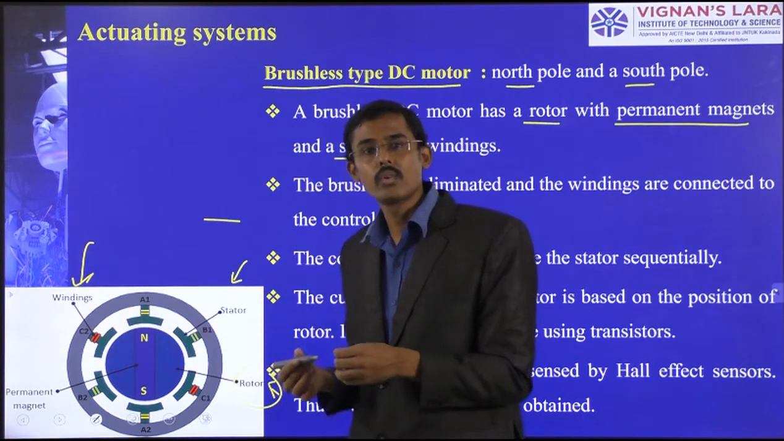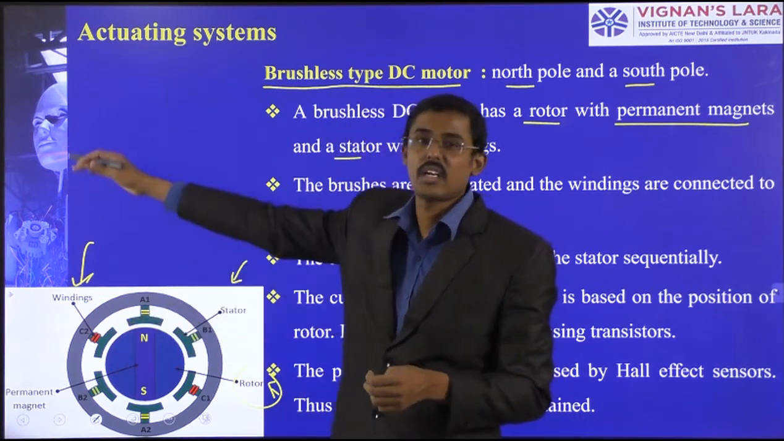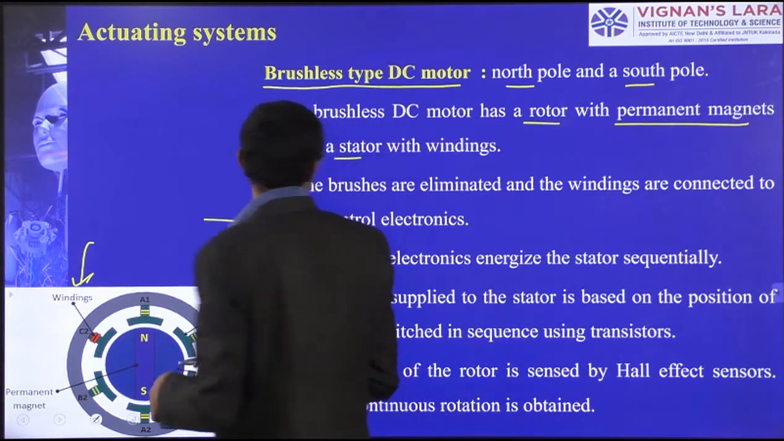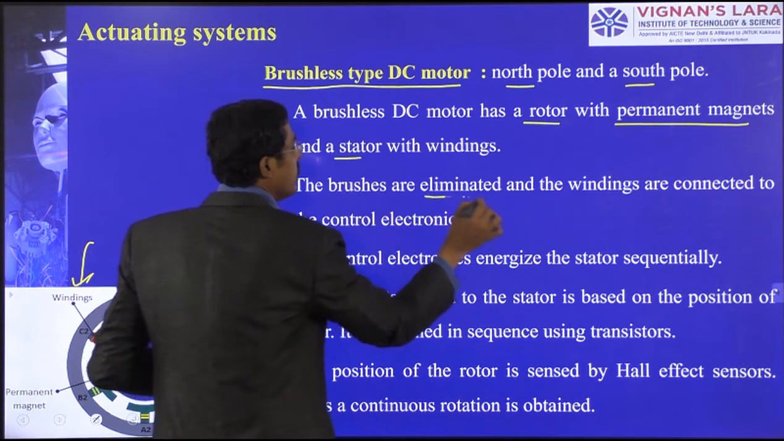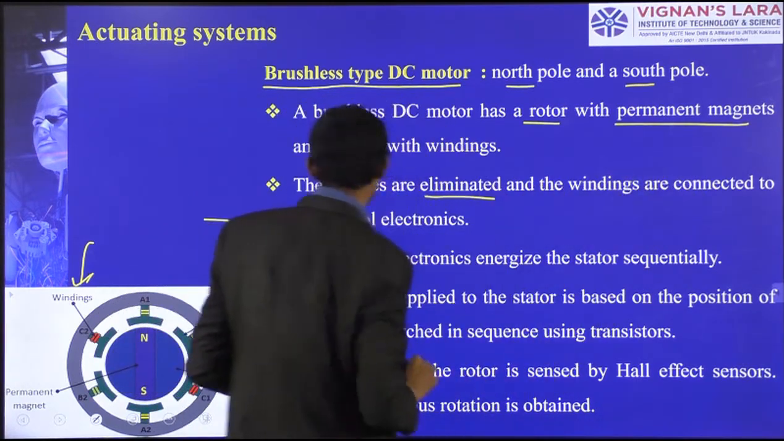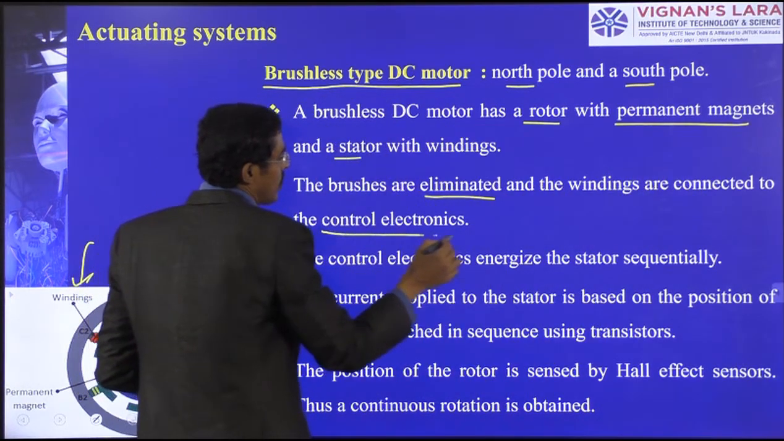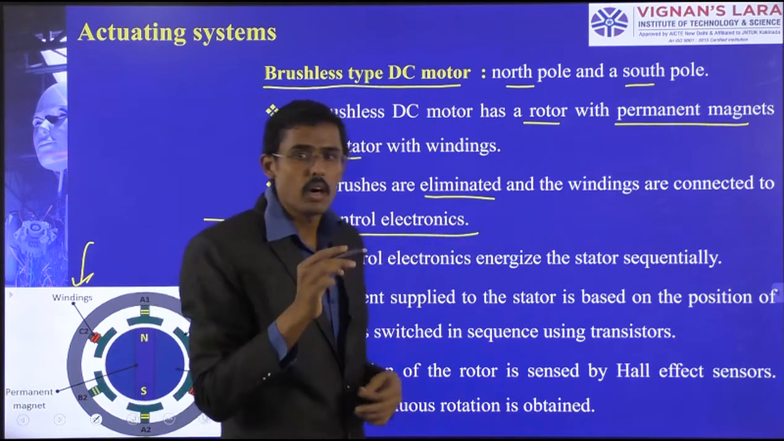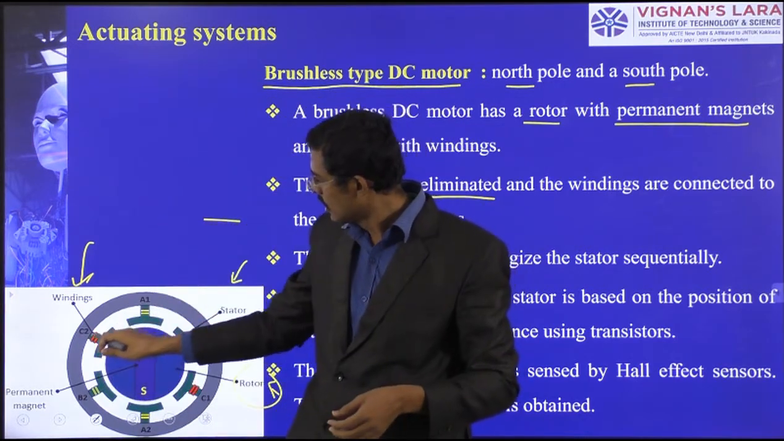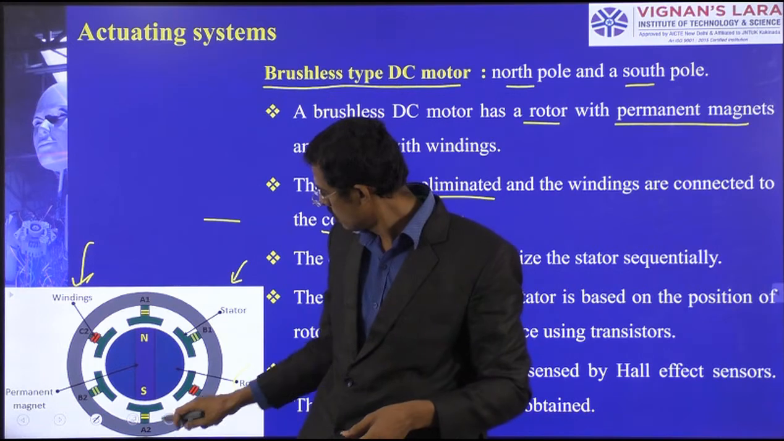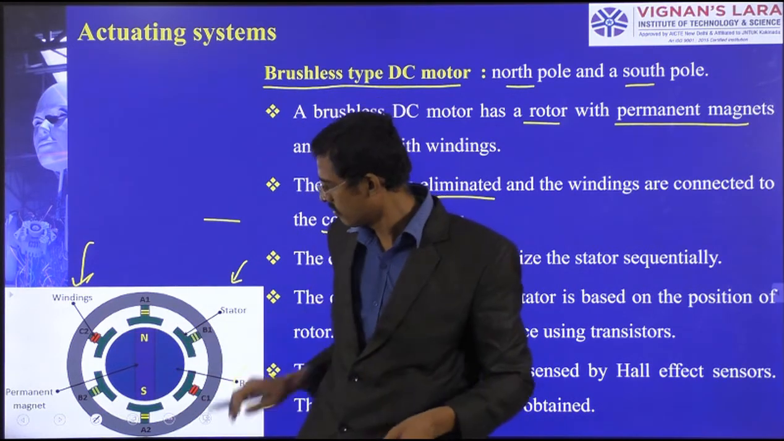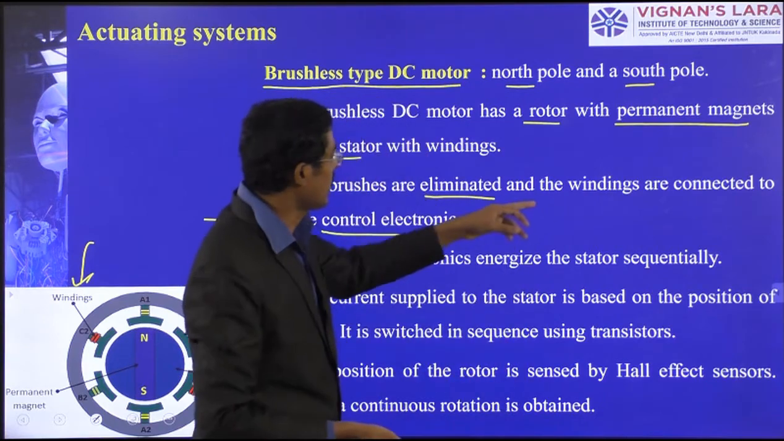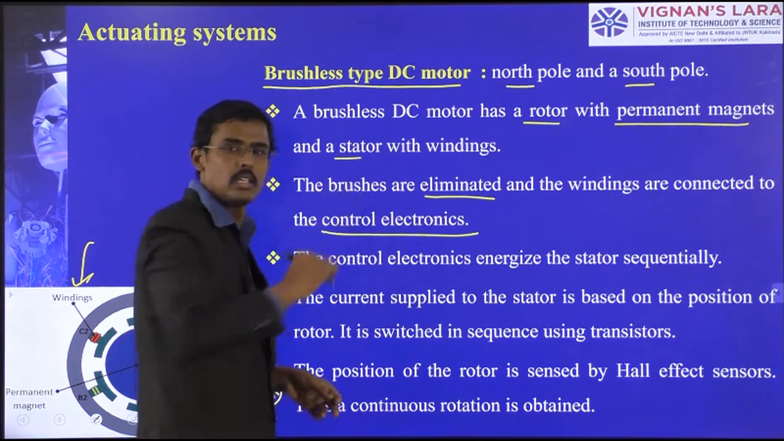Which way we are going to release. So these windings are connected to the electrical circuits. So you see, the brushes are eliminated and the windings are connected to the control electronics. These windings, which are wound over the rotors, A1, A2, B1, B2 and C1 and C2, we have 3 into 3. So these are connected to the electronics circuit.